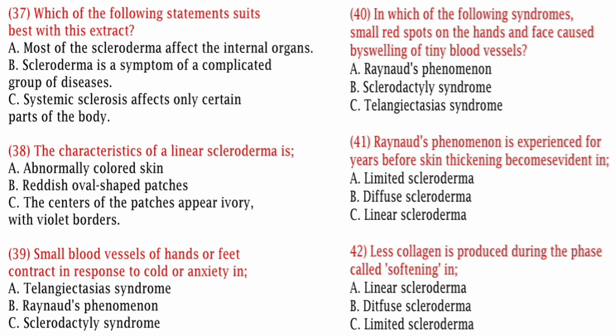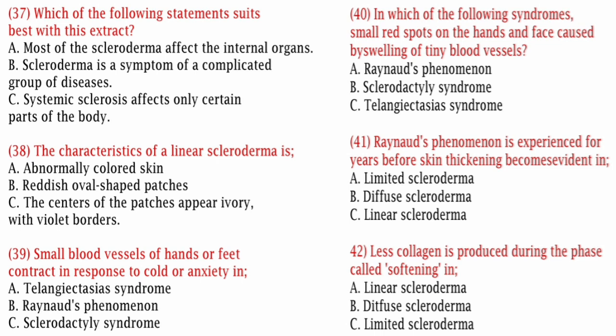Morphea. Reddish patches of skin that thicken into firm oval-shaped areas are distinctive characteristics of the morphea type. The centers of the patches appear ivory with violet borders. The patches occur on the stomach, chest, face, back, legs, and arms. Typically, these patches sweat a little and have little hair growth on them.